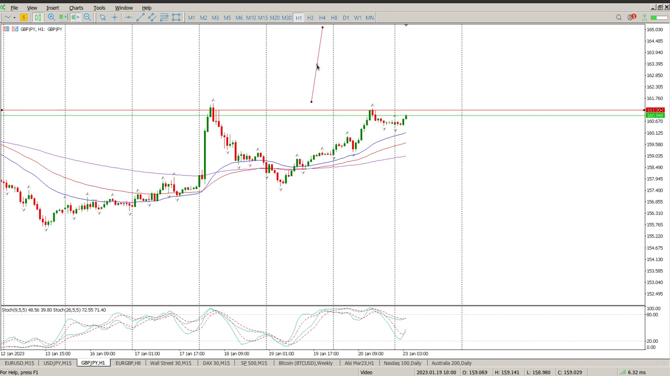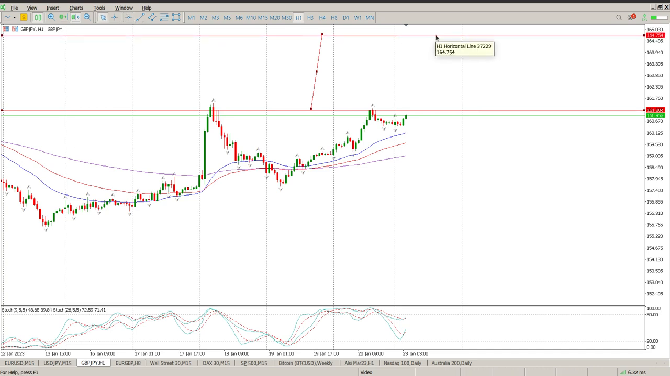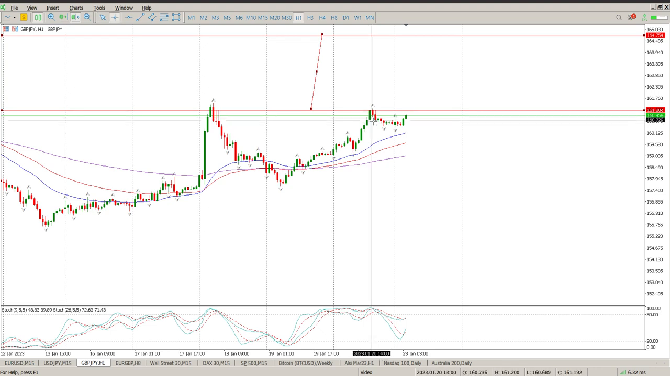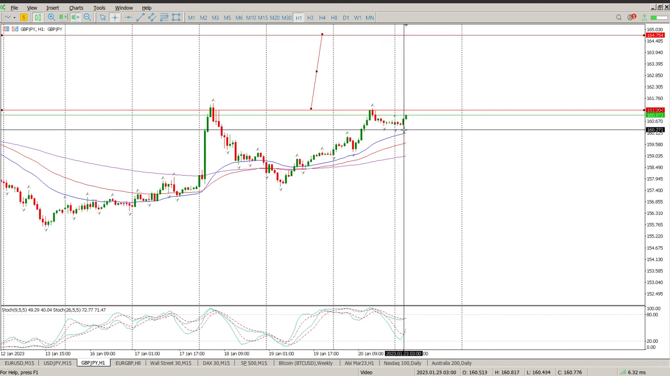And then you need to bear in mind that you have a big inverse head and shoulder structure as well. So this is just the right shoulder that we're looking at here, which is 164.754. So fairly decent. Your stop area is going to be below this area here, 162.71.